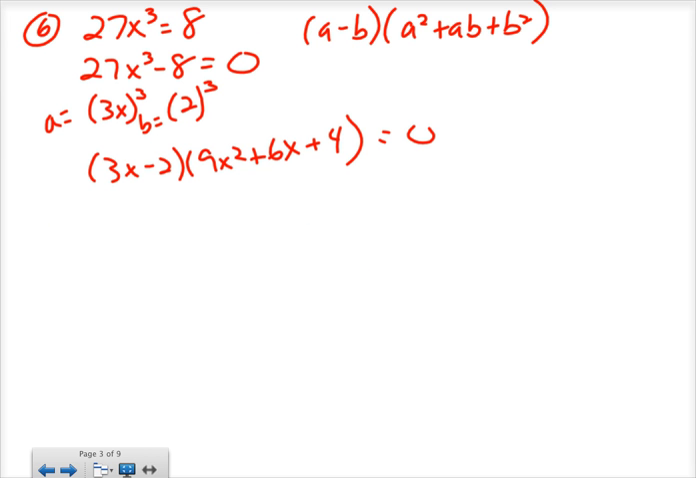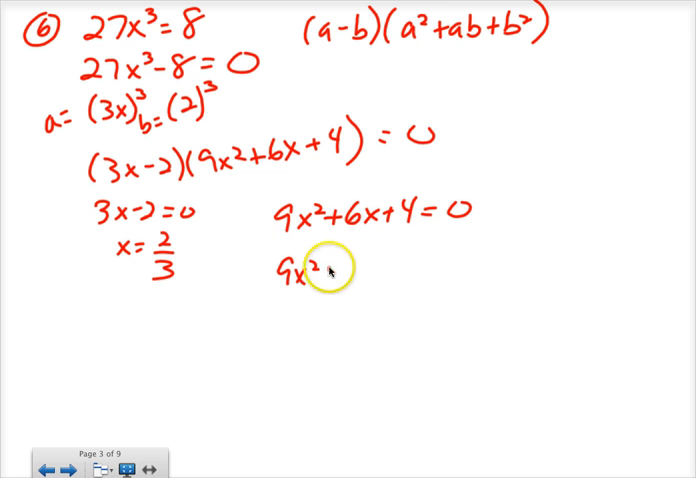Now, first set of parentheses, 3x minus 2 equals 0. Our x is going to be 2/3. Second step, we have to find the zeros for this quadratic. Again, we're looking at something that's not going to be factorable, so we have to decide if we're going to complete the square or if we're going to use the quadratic formula. And I'm going to complete the square.